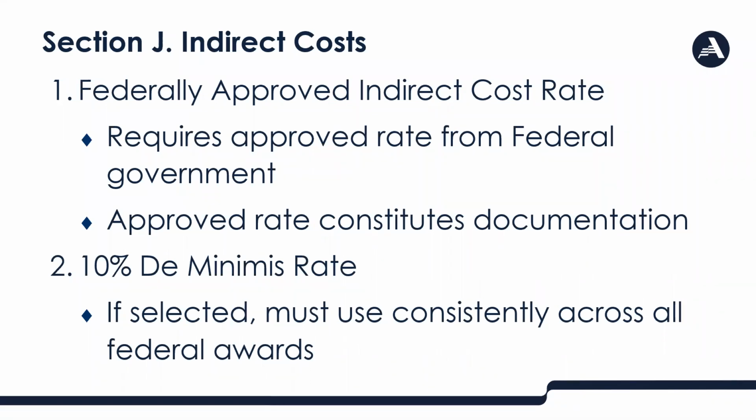So if an applicant has a federally approved indirect cost rate, they must use this method, and that approved rate agreement constitutes documentation of the indirect costs. E-grants will direct you through the population of this information, and you will specify the rate type, that is whether it is provisional, predetermined, fixed, or final. And then you'll also supply the rate and the basis on which the rate is calculated. That is whether it's based on salaries and benefits, all direct costs, or some other basis.